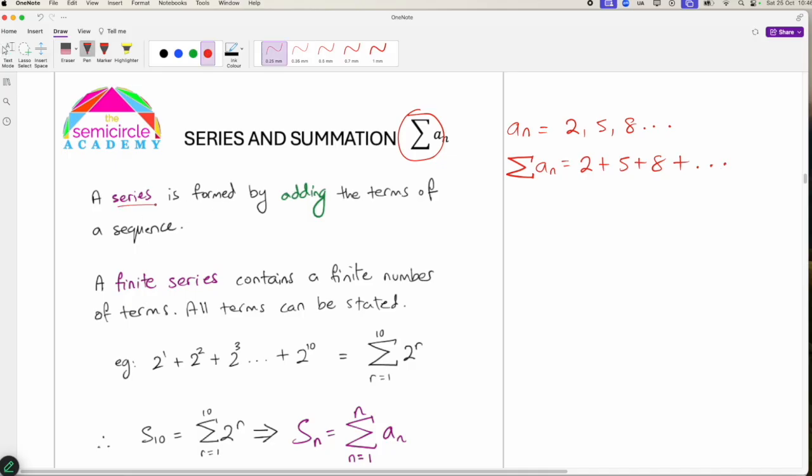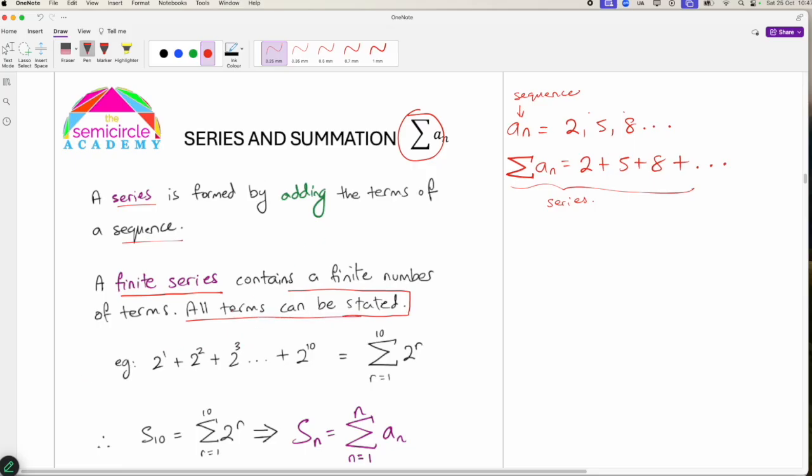A series is formed by adding the terms of a sequence. So this is a sequence. And when we add the terms of a sequence, this is a series. The sequence does not have addition signs. A finite series contains a finite number of terms. That means that all the terms can be stated.